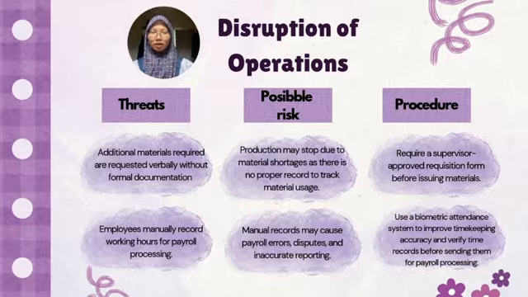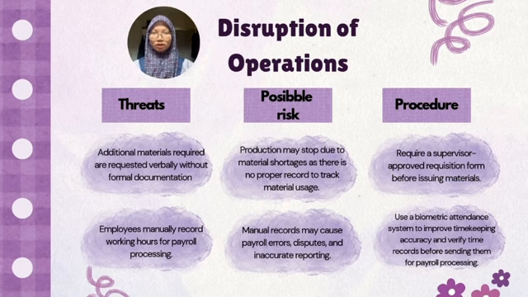So now, let's look at the threats and disruptions that could affect the overall production cycle at PrimeCan Industries, along with the possible risks and control procedures to address them. The first threat is that additional materials required are sometimes requested verbally without formal documentation. This is a problem because production may stop due to a material shortage, as there is no proper record to track material usage. To control this, PrimeCan should require a supervisor-approved requisition form before any materials are issued.